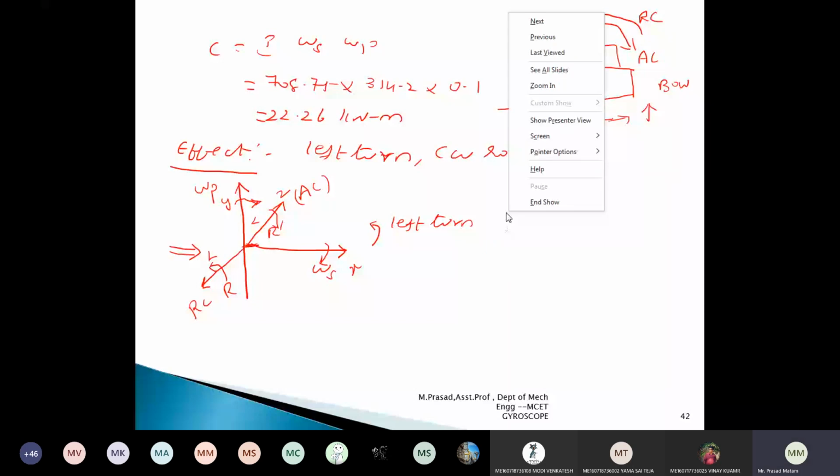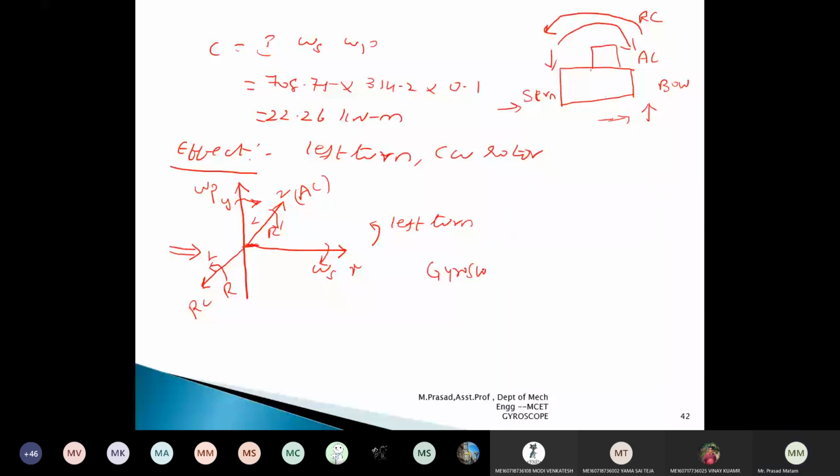So now let us find the gyroscopic effect. What is the answer you can write? You have to write the answer always for the reaction couple. Reaction couple is acting in this arrow mark I am showing. It means it tries to dip the stern and lift the bow. This is for case 1.